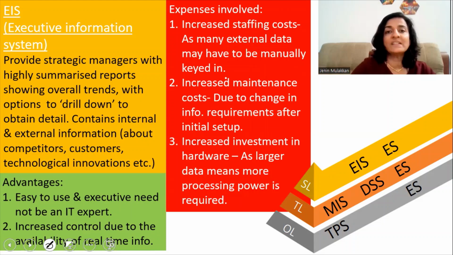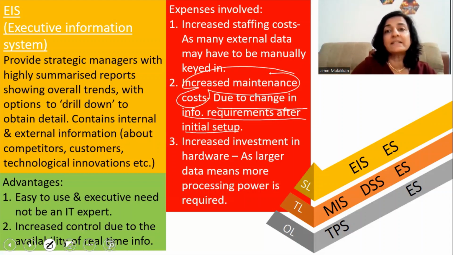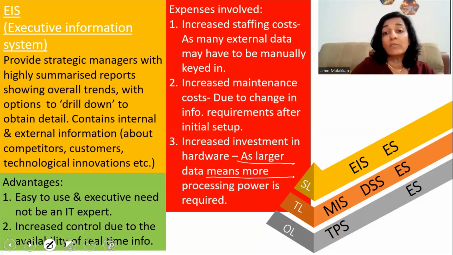And the second expense is there is increased maintenance cost due to the change in the information requirement after the initial setup. Now, the strategic level managers may want modified information as time progresses. So that is the reason for the increased maintenance cost. And the third type of expenses, as larger data means more processing power is required. So definitely an increased investment in hardware is required.